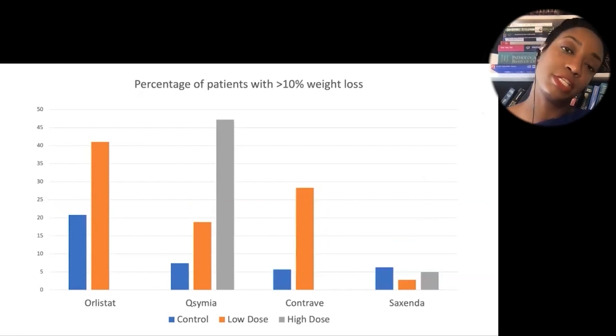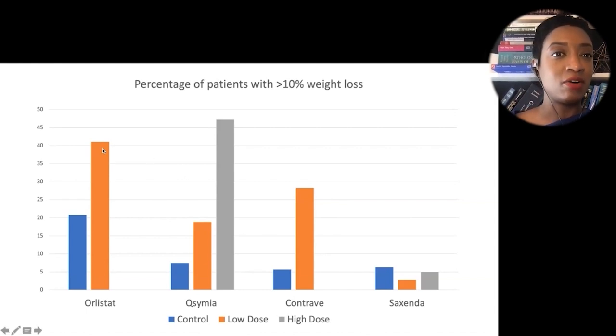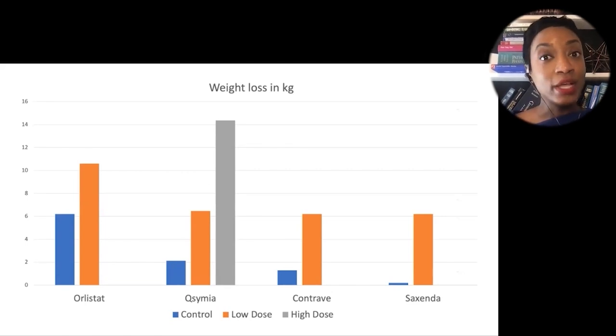Then when we look at the percentage of people who got over 10% total body weight loss, so now we're talking double, right? We see orlistat a little over 40%, the high dose of Qsymia about 48%, Contrave about 28%, and Saxenda a little bit lower, with about 5% of those patients getting over 10% of their total body weight loss. And then we look at weight loss in kilograms.